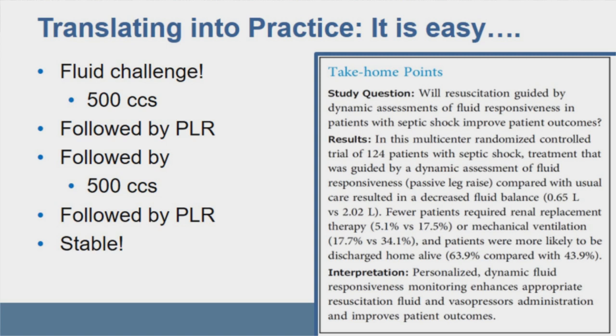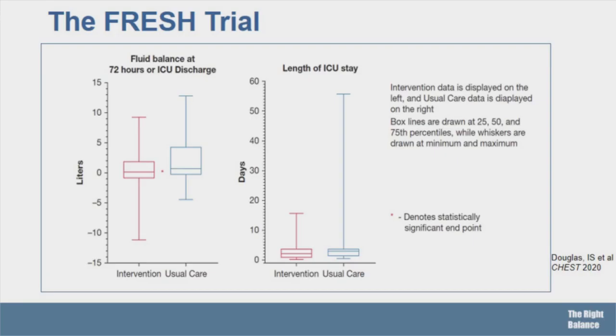So take home points from this, and these are the take home points from the FRESH trial. Dynamic fluid responsiveness monitoring tells us when to give appropriate fluid resuscitation. Giving fluid appropriately improves patient outcomes. Ha ha, you say. Really? I want to see that data. And you know what? I'm going to show it to you. So very important to look at this data.